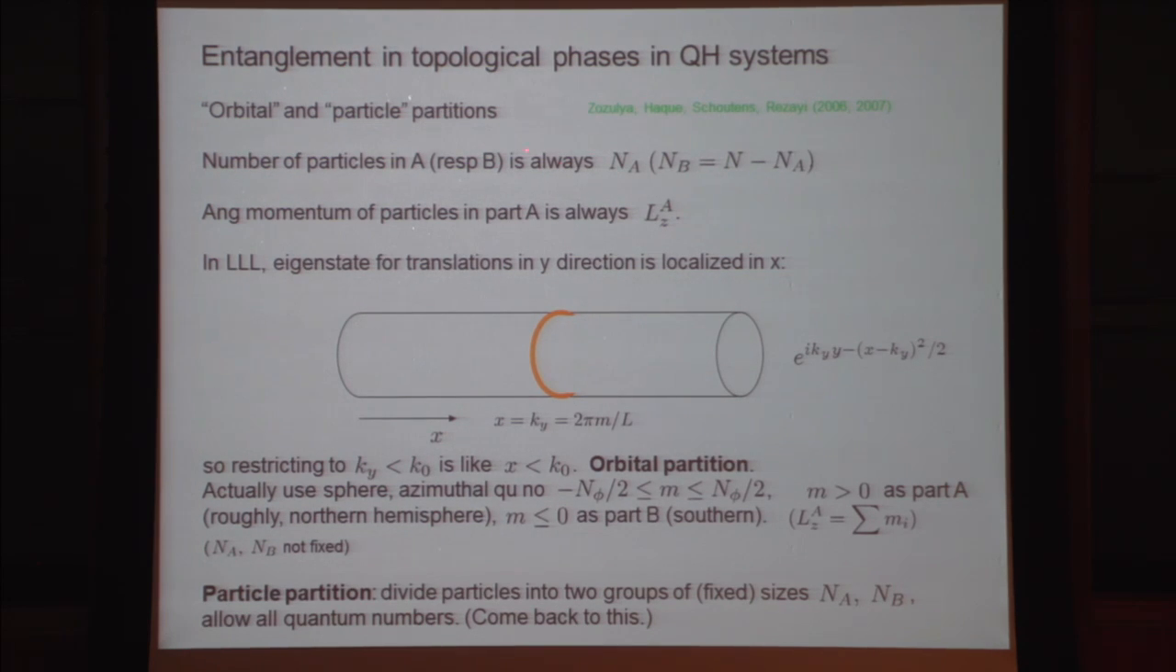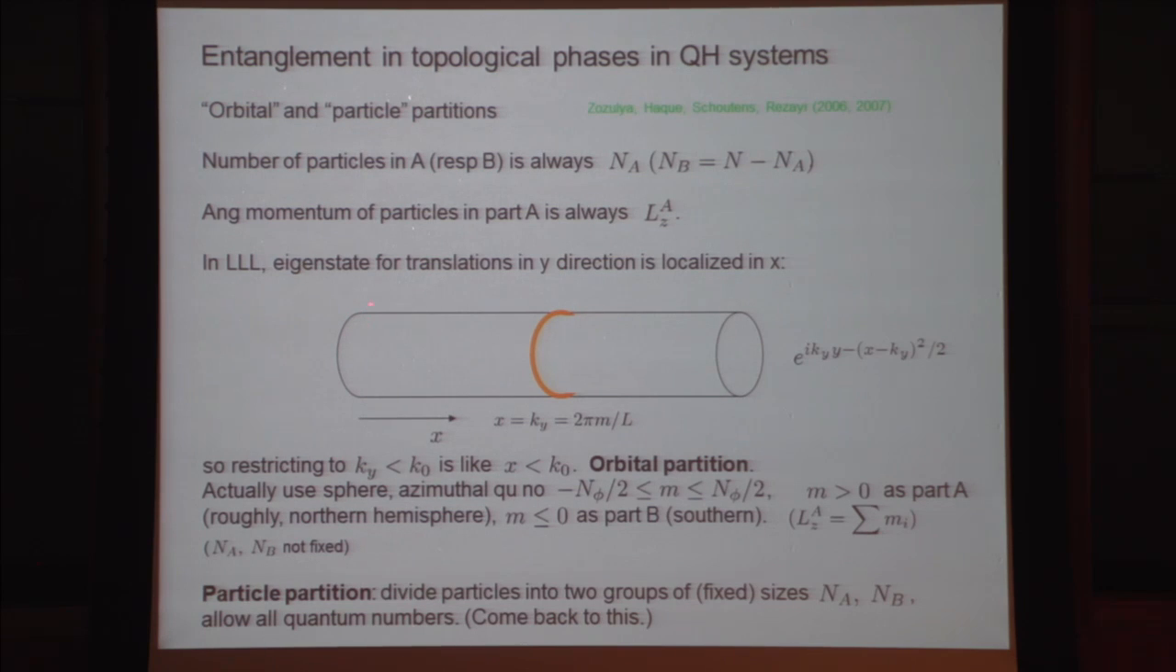All right. So now I'm going to describe how to look at entanglement in topological phases or in quantum Hall states specifically. There are two ways, called orbital and particle partitions, which were put forward quite early on. Notation: I'll use N_A for the number of particles in part A, which is a good quantum number. N_B is the remaining number of particles. I'll always have some rotation symmetry, so the angular momentum of the particles in part A is L_Z^A. And now here's how I'm going to define the partition in this orbital approach.